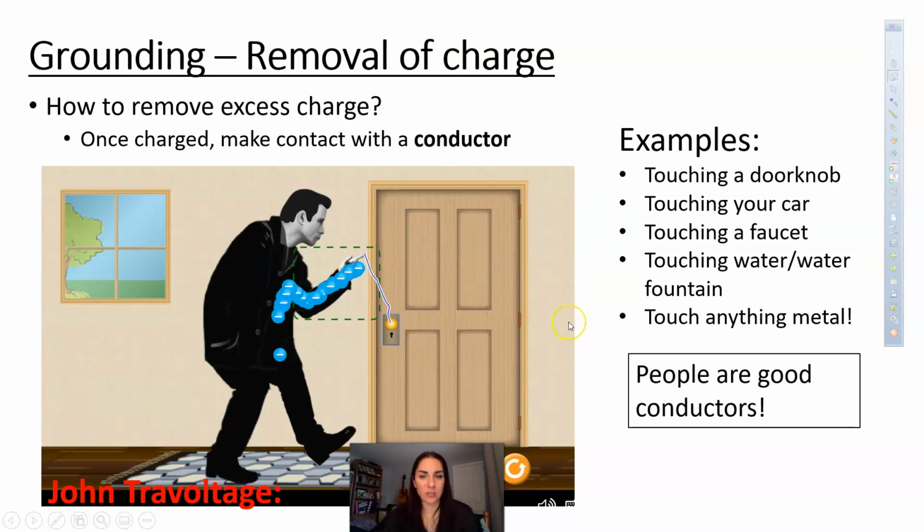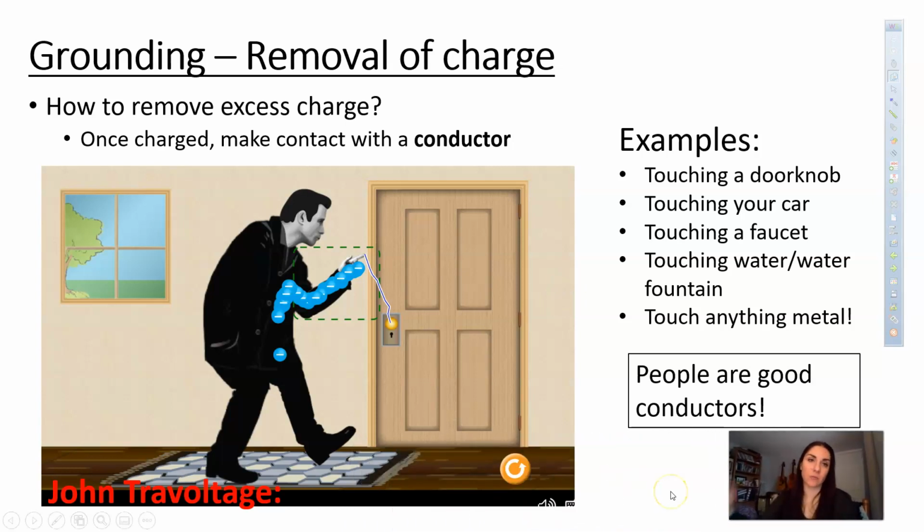How to remove excess charge. Now that we've learned how to charge objects, how does removal happen? Anytime we remove charge or neutralize an object, we call it grounding. The word grounding comes from the fact that charges like to go to the ground or the earth because it's the best place for them to spread out and go forever. Like charges don't want to be near each other, and the best place for them to spread out and not be near each other is the ground. It's the biggest thing, the earth itself. So that's where the grounding comes from.